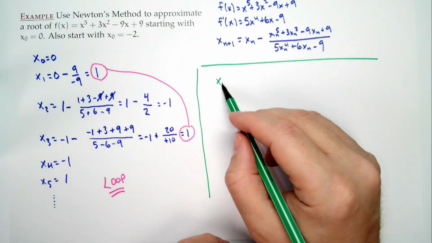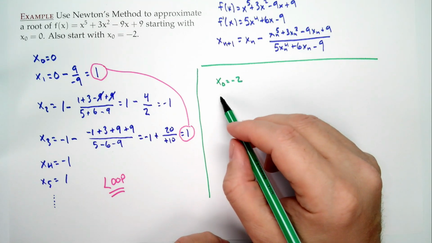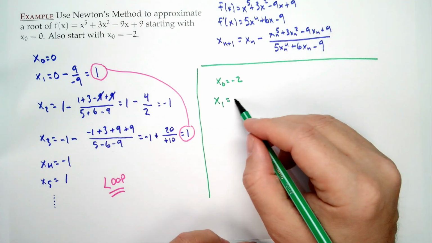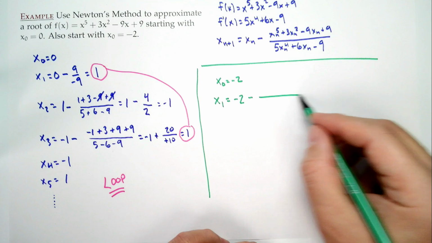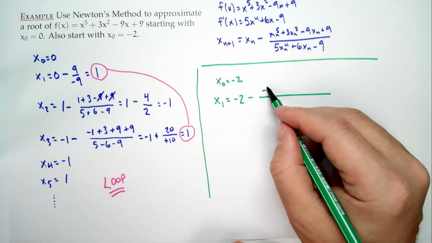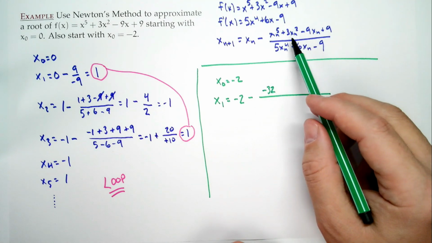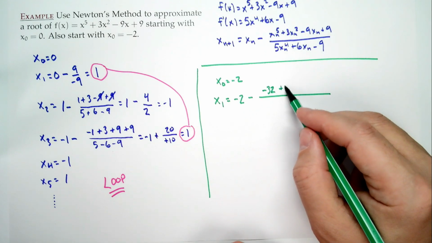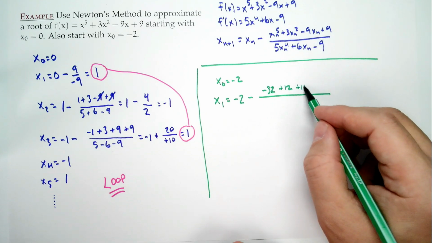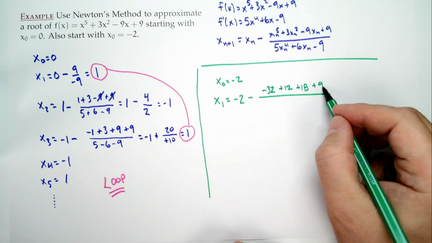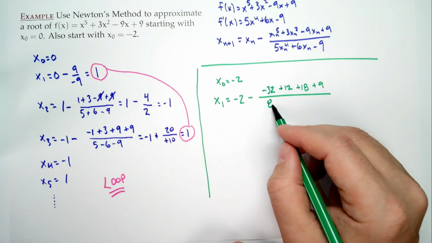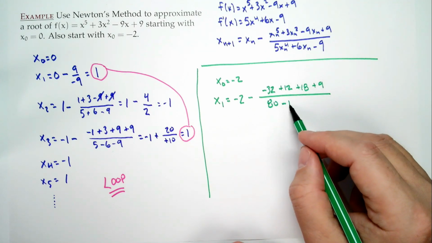So suppose we started with x0 equals negative 2. What would happen? x1 would be negative 2, because that's our previous guess, minus negative 2 to the 5th, which is negative 32. Negative 2 squared times 3 is 12. Negative 9 times negative 2 is 18. And 9. Downstairs, negative 2 to the 4th is 16, times 5 is 80. 6 times negative 2 is negative 12.